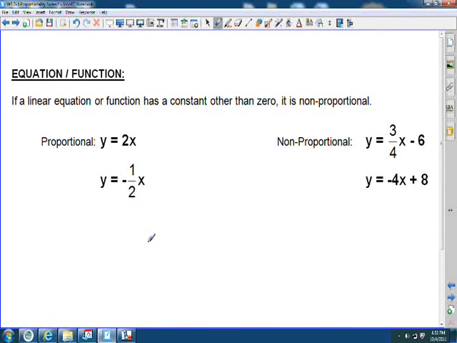Now another way to do it is by looking at the function or equation. First off, what makes it proportional? It says if a linear equation or function has a constant other than 0, it's non-proportional. Well, here's what it means. When they say a constant other than 0, there's your constant, minus 6, plus 8. That's why it is non-proportional. Over here, this is the same as saying plus 0, plus 0. And because these are 0, it's proportional.